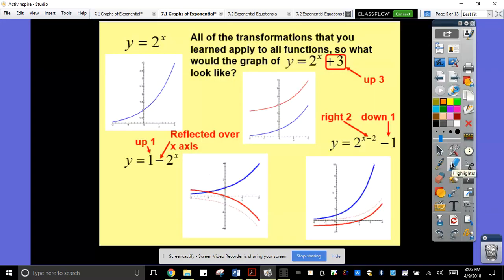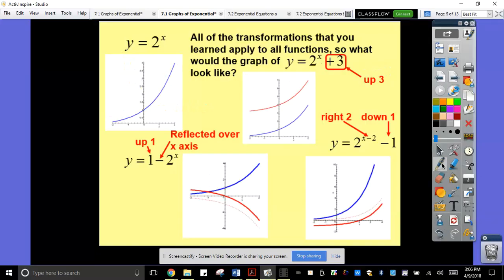All right, so y equals 2 to the x is a growth. That's why the graph is going up. If it's decay, it's going to go the other way around. For this one here, if there's a plus 3 additional term outside the x, it's going to go up by 3. If this is minus 3, this will go down by 3.